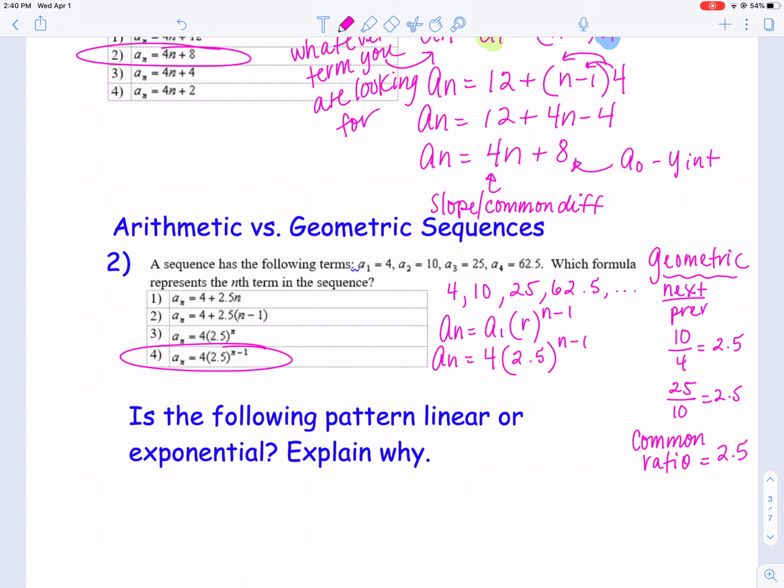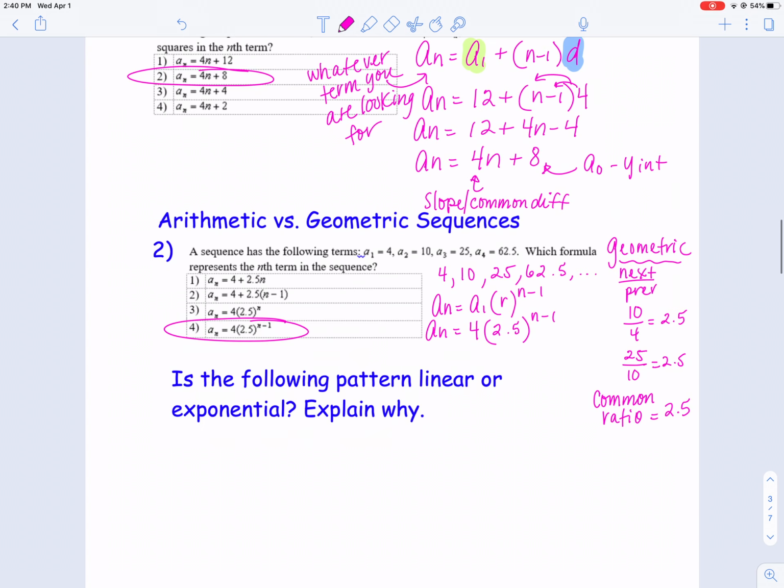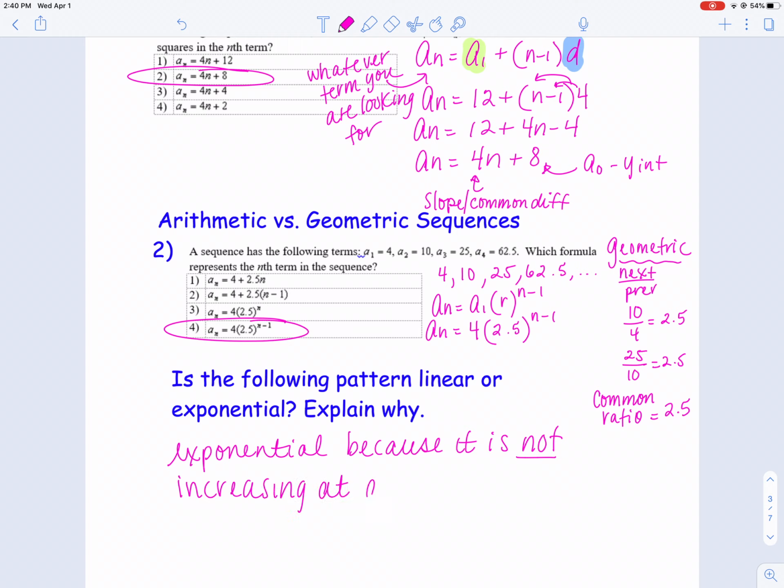Okay, and like I just spoke about, is the following pattern linear or exponential? In choice 2, this is exponential. Okay, it's exponential simply because it is not increasing at a constant rate. Okay, this is clearly growing exponentially.